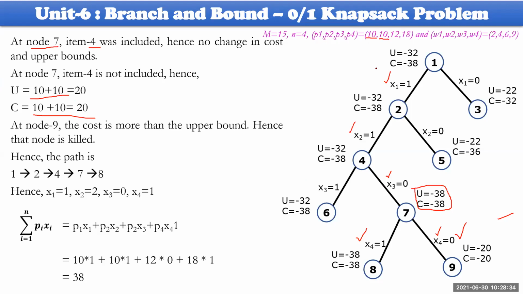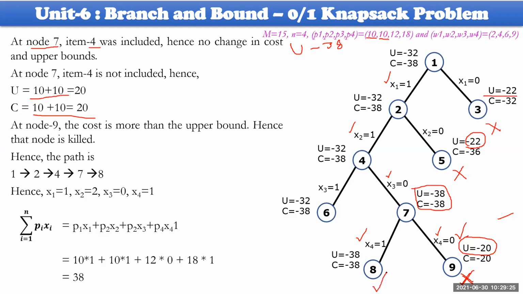You can see the upper bound of this particular value has exceeded the limit, because minus 38 is a very lesser value when compared to minus 20. So therefore, kill this particular node. This is not supposed to be explored. The live nodes are 3 and 5. The upper bound value of this one is minus 22. Compared to minus 38, minus 22 is the maximum, so kill this one. Here also the same scenario. Kill this one.